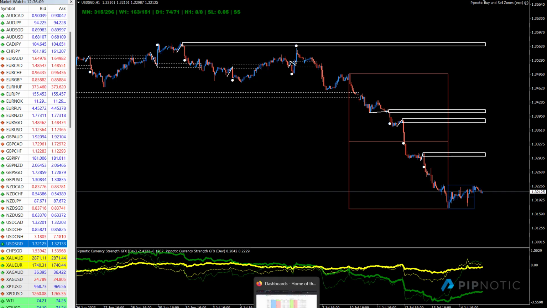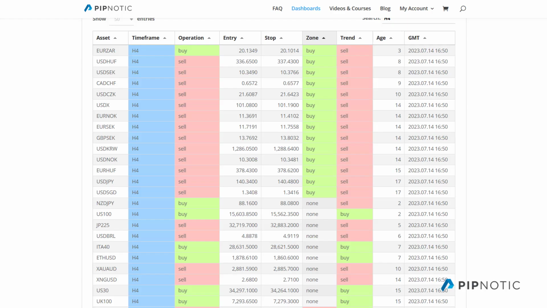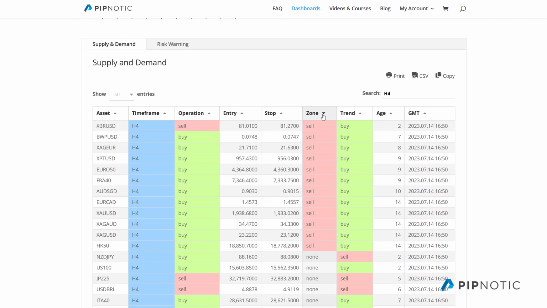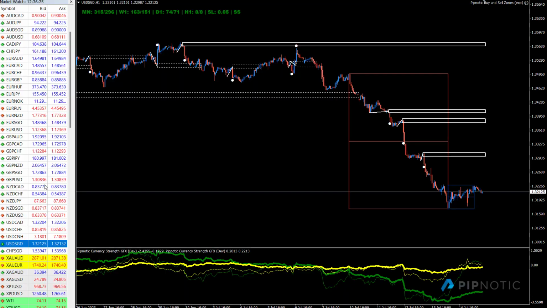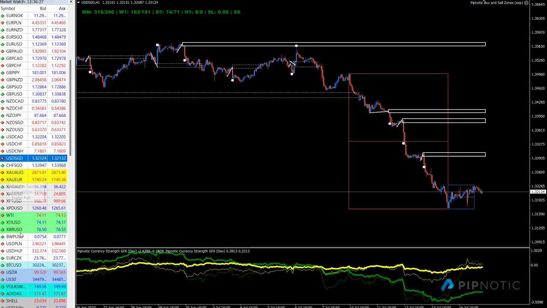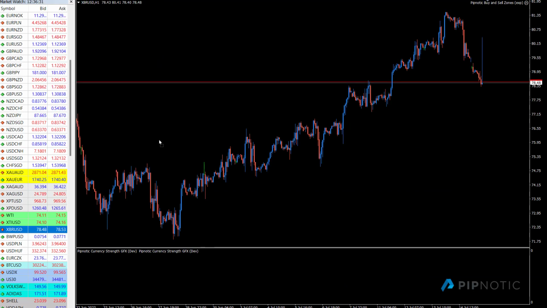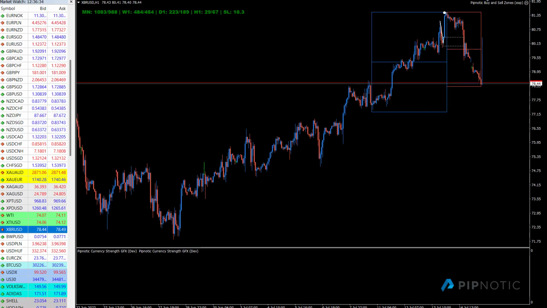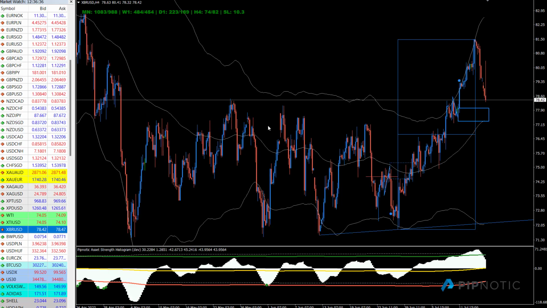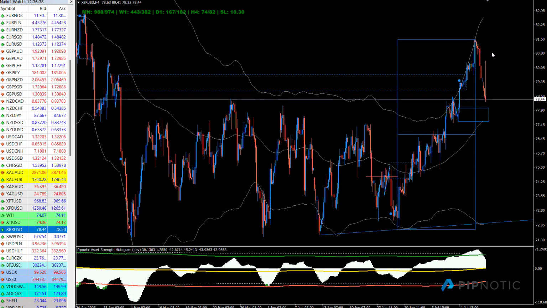Okay, so let's have a look at the other side. We've got the sells. We've got oil. Let's have a look at that. XBR USD. XBR USD. This is going to be tall. Okay. And we're pretty tall here on the 4-hour chart.